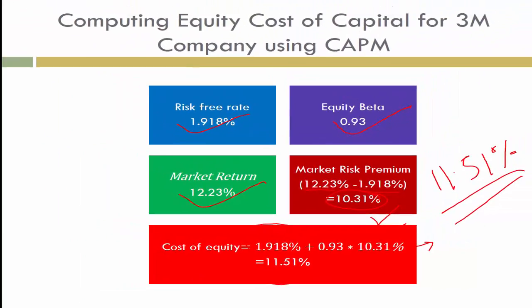Again, what does this mean? That means if 3M company wants to fund its expansion or its new project using its retained earnings, or maybe issuing new shares, then the cost of equity for that purpose would be 11.51%.